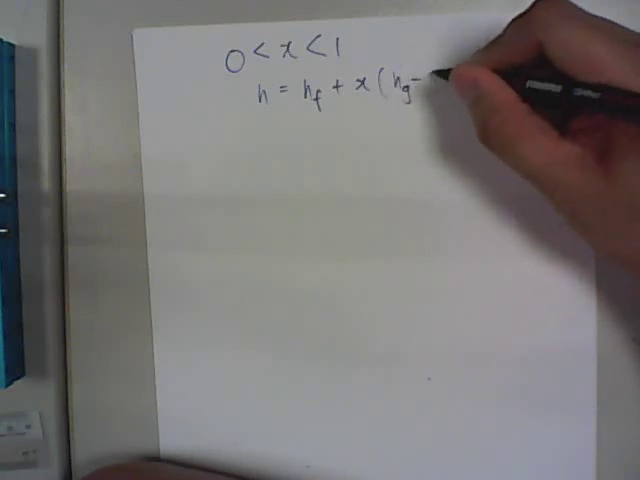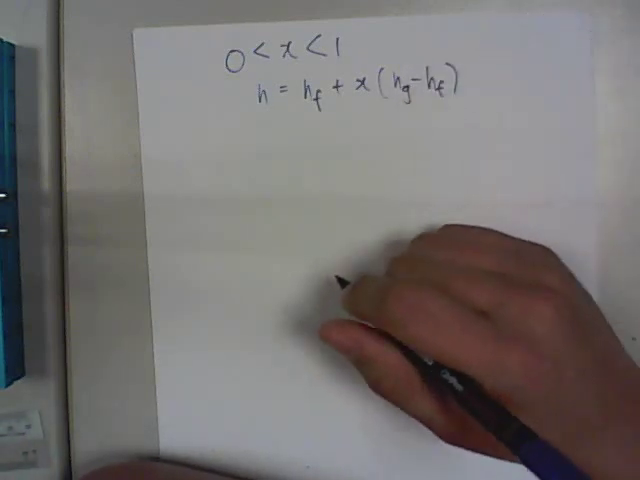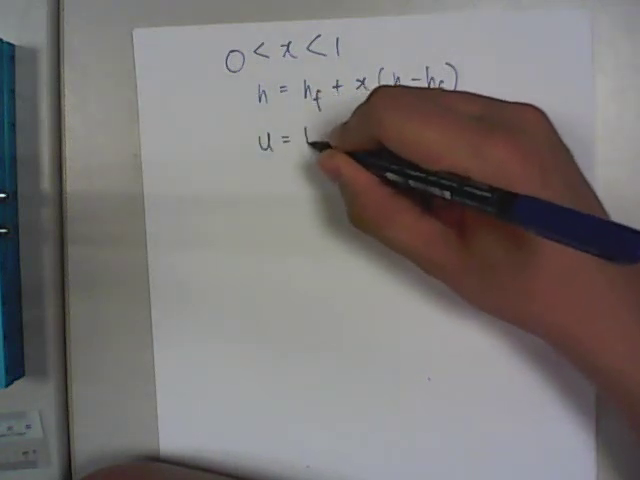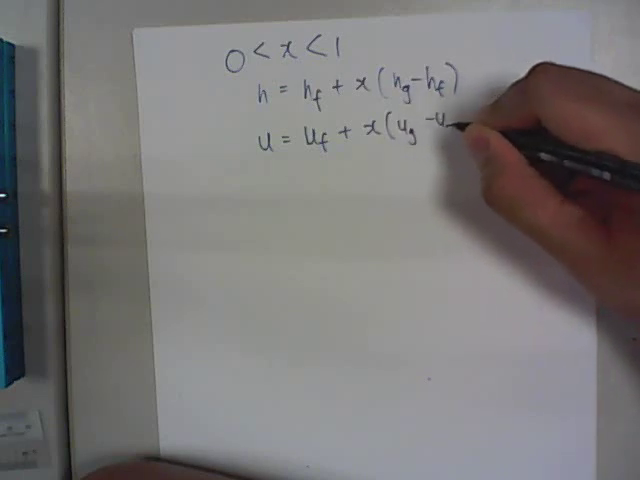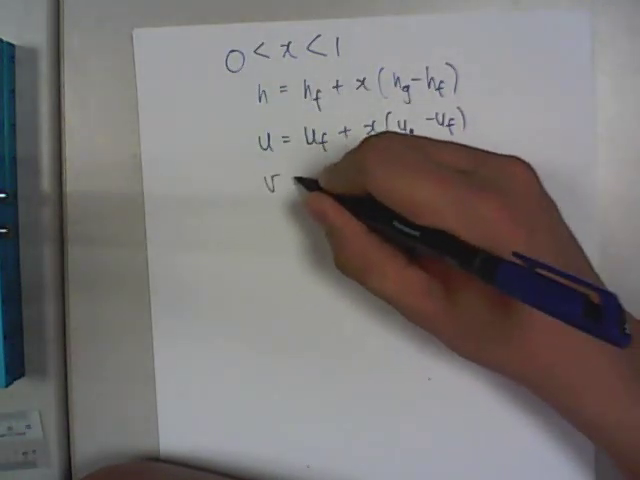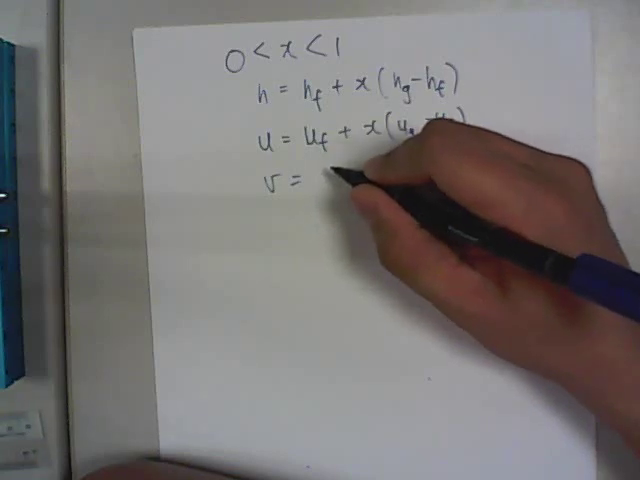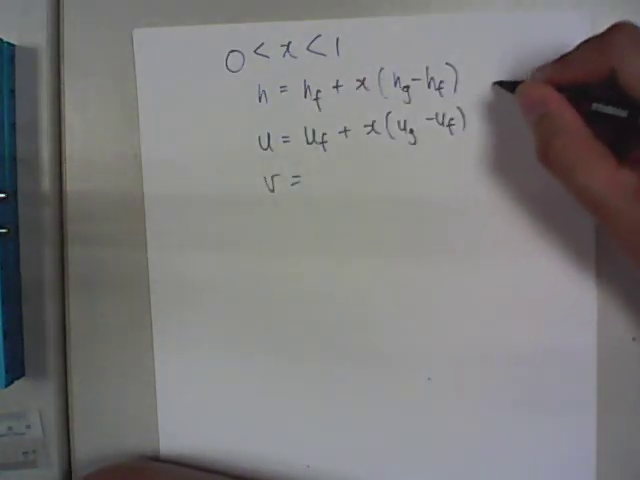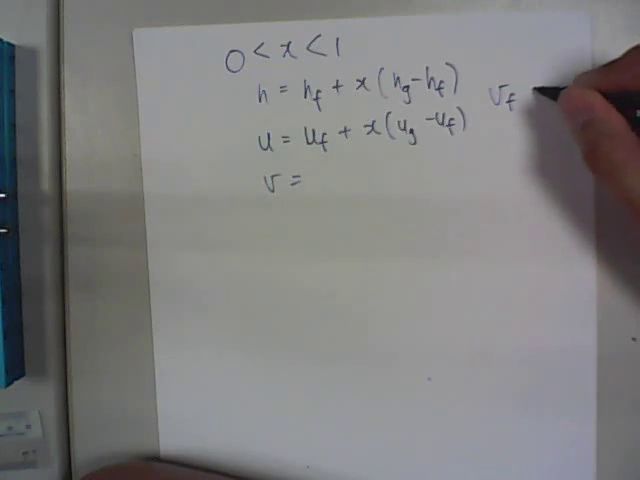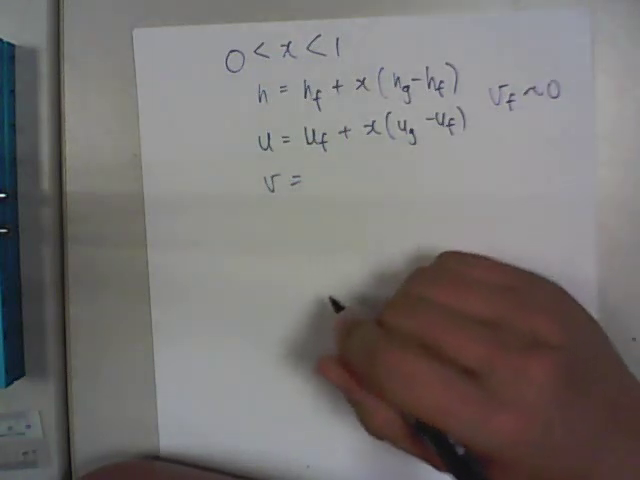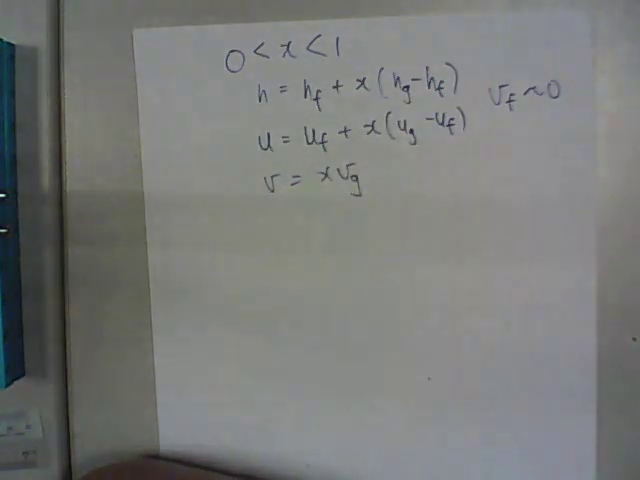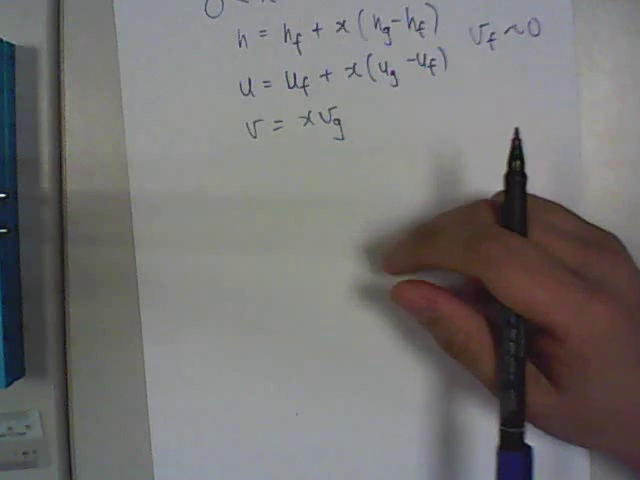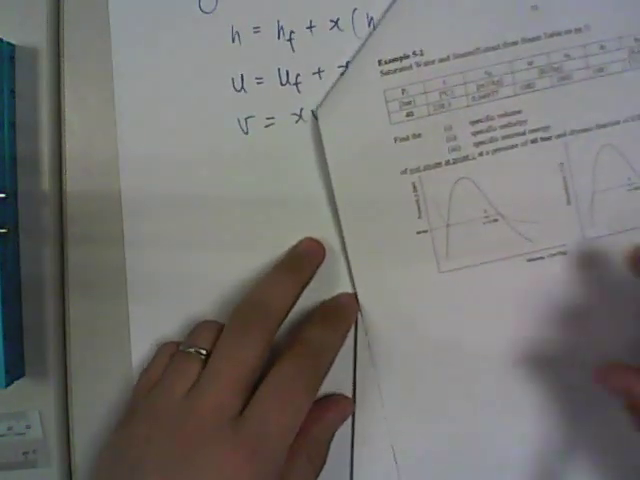H equals HF plus x times (HG minus HF). Internal energy is also the same, with UG minus UF. And specific volume is, because we assume that VF is close to 0, literally x times VG. Okay, so now let's give an example on how this will work.